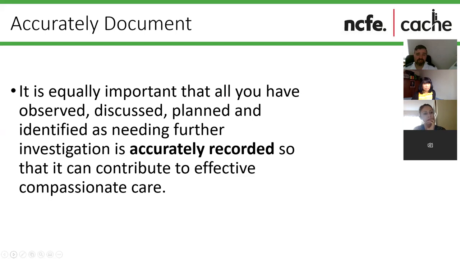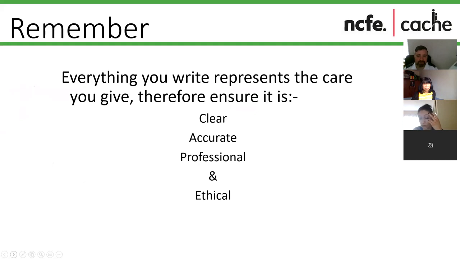It's equally important that we observe, discuss, and plan, and that any further needs to investigate are accurately recorded, so we can contribute to the effectiveness of compassionate care. So in other words, just make sure your assessments are done on time, that they're uploaded or put in care plans, and they're obviously shared with the right people. And equally, it sounds like a lot of work. It's not. Once you've done the assessments, things actually become a little bit easier because the audit trail is there. You're just maintaining it and reviewing it. And remember, everything you write represents the care that you give. Therefore, it needs to be clear, accurate, professional, and ethical.